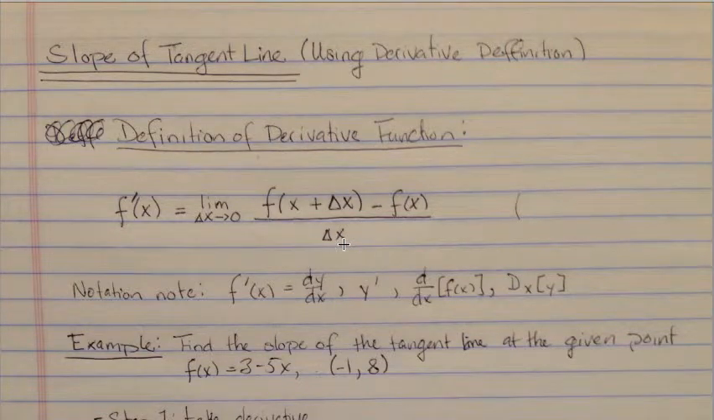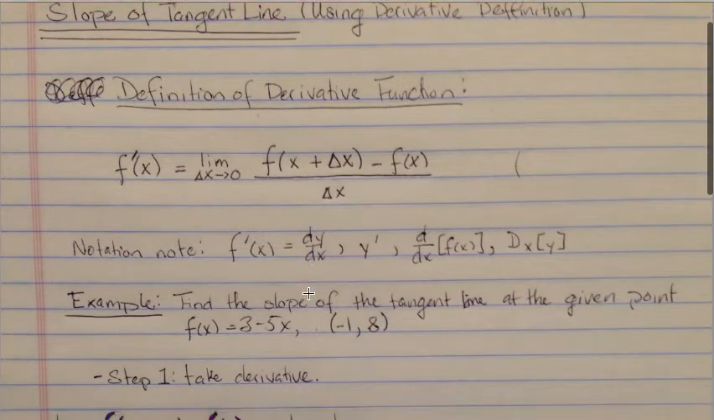A quick note on the notation: f prime of x just means the derivative, which is the same thing as dy dx, the same thing as y prime, that little dash means prime, the same thing as d dx of f of x, the same thing as d sub x of y, but these three are the ones you usually see.